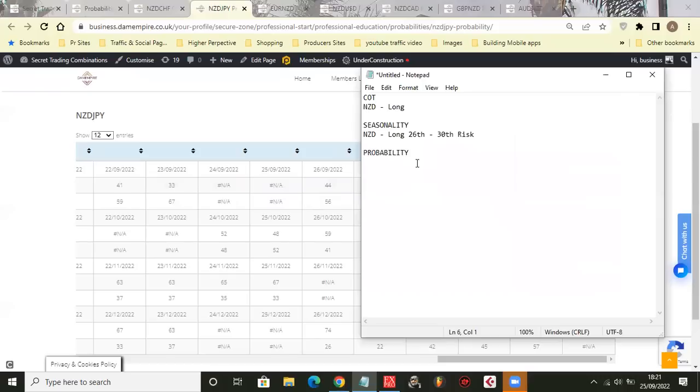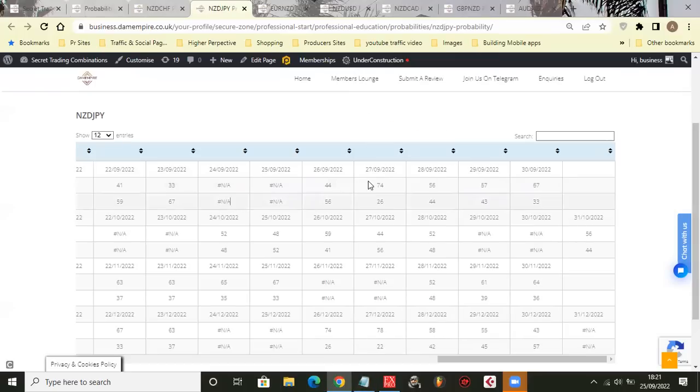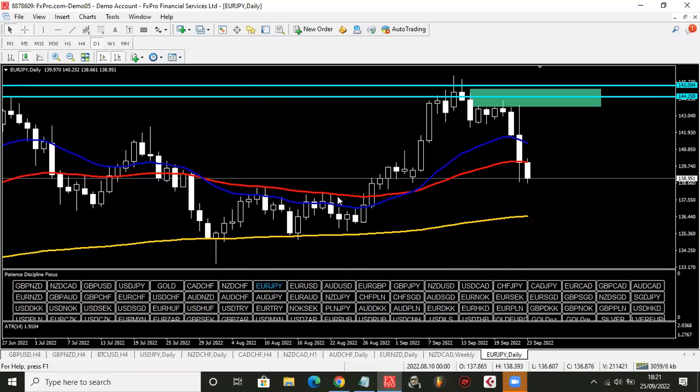So NZD JPY, 27th to 30th. Oh, right. So I have those 4 days pointing long. Now, just to go back to the exact asset that we're looking at on the technical side.